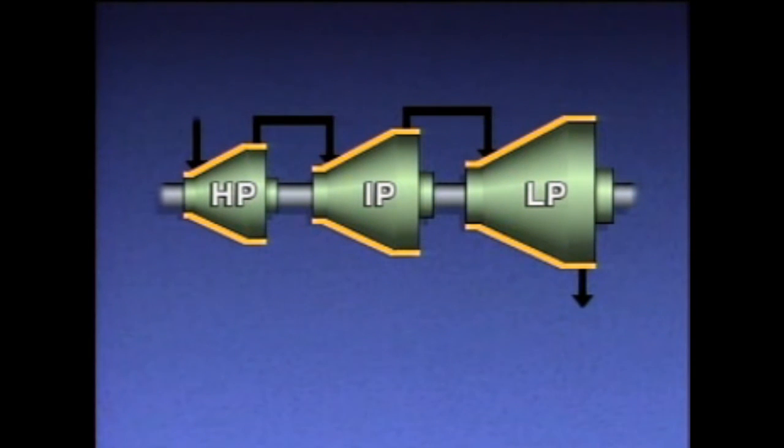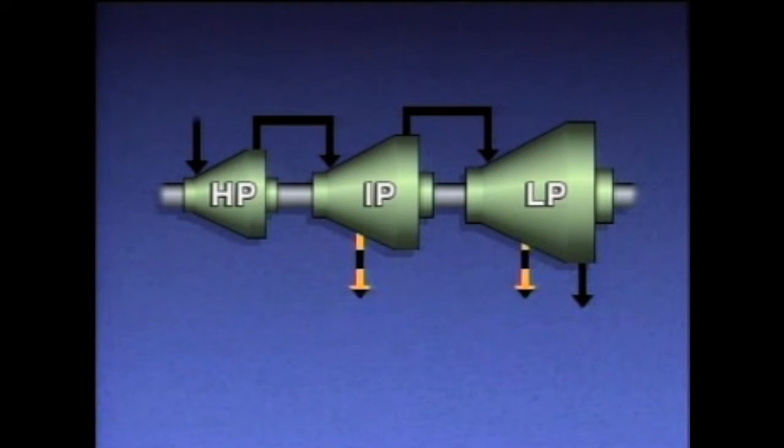First, the size of the turbine is increased. Second, some of the steam is removed from the turbine by an extraction steam system. The extraction steam is sent to the feed water heaters, where it is used to heat feed water.